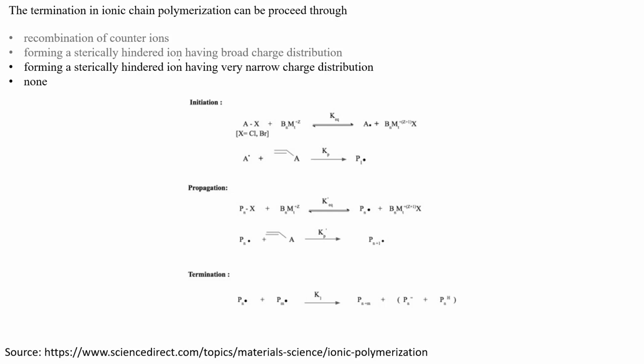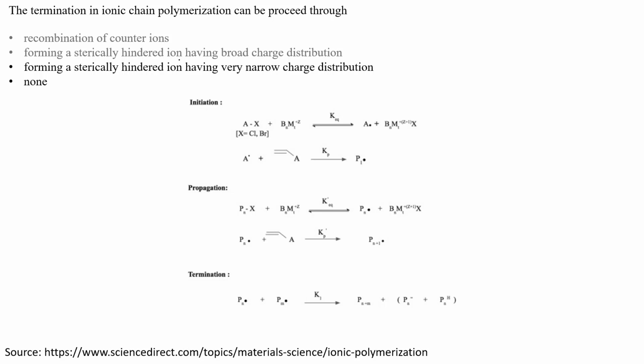radical ion, which initiates the reaction, propagates through the entire monomer, and terminates after recombination of the radical. Now that is for the chain growth polymerization, but in this case, the recombination will occur because of the counter ions. So the first option, recombination of counter ions, is the correct answer for this.